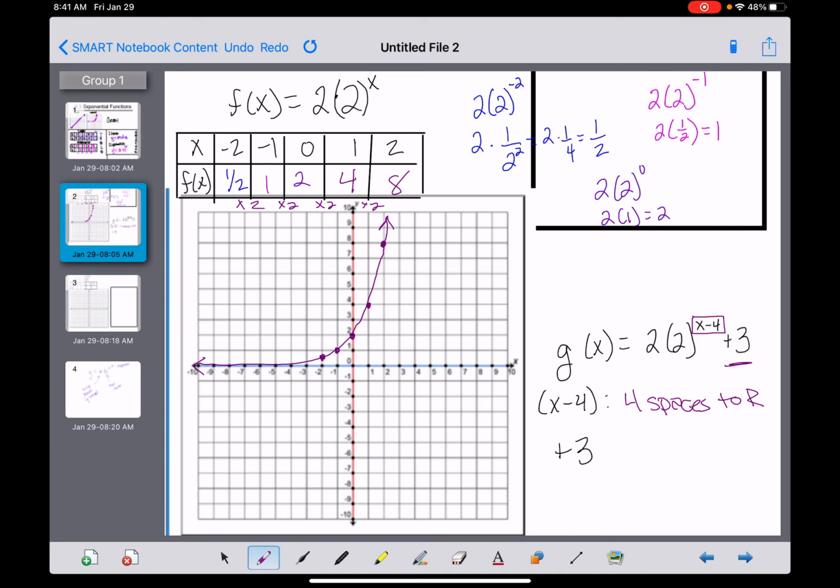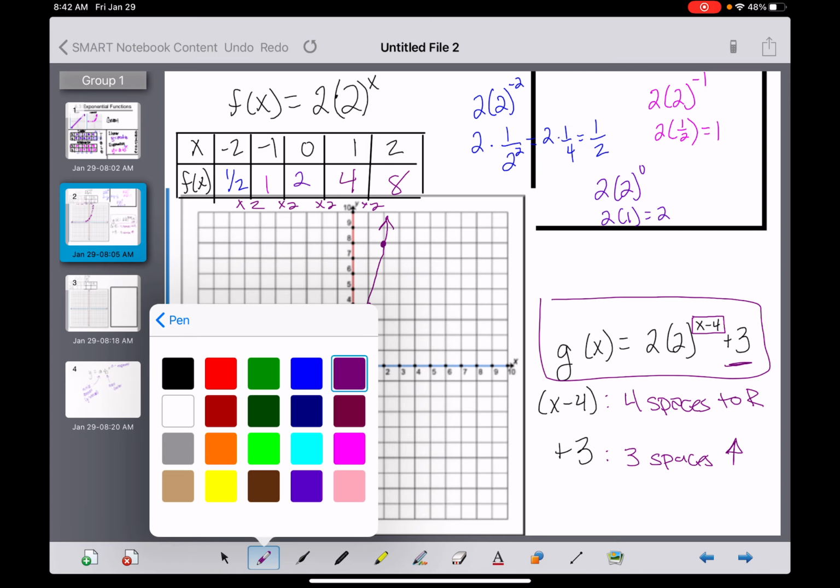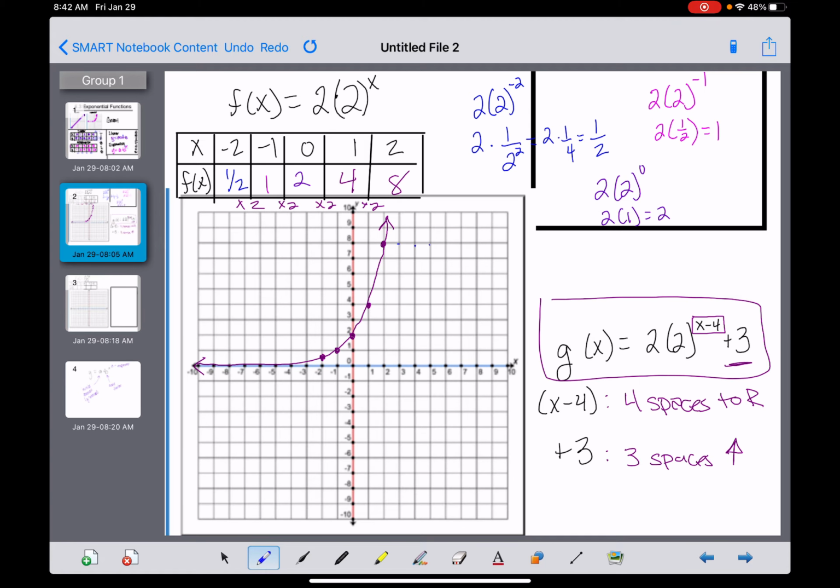Whatever I add or subtract at the end is my vertical shift. So adding 3 moves me 3 spaces up. So I can transform this function by moving my original function 4 spaces to the right and 3 units up. So 4 spaces to the right, 1, 2, 3, 4, 3 units up. 4 to the right, 3 up.